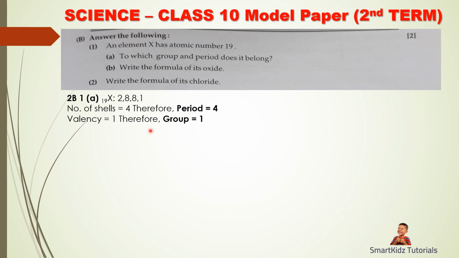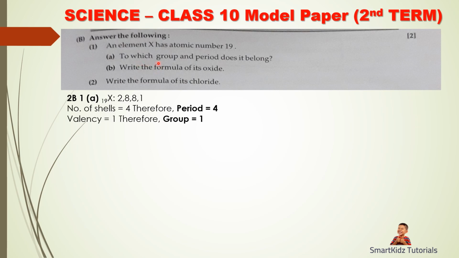There will be a separate video on this explaining, for those of you who do not know how to get periods and groups. A separate video will be made. I'll put the link over here in the description box below. That will make it easier for you to find out, if an atomic number is given, how do we find out which period or group that element belongs to?